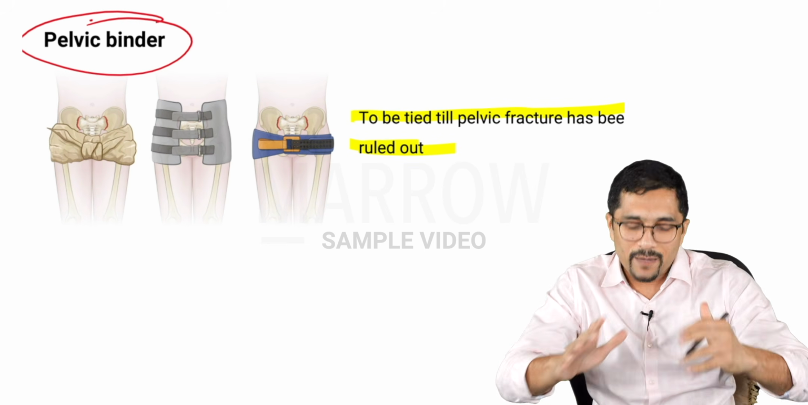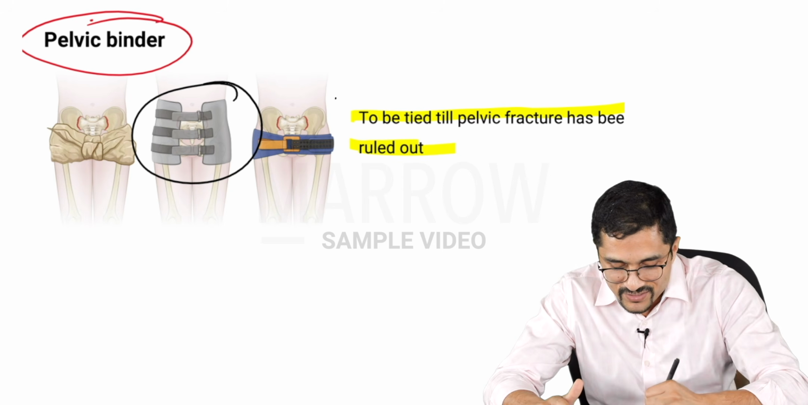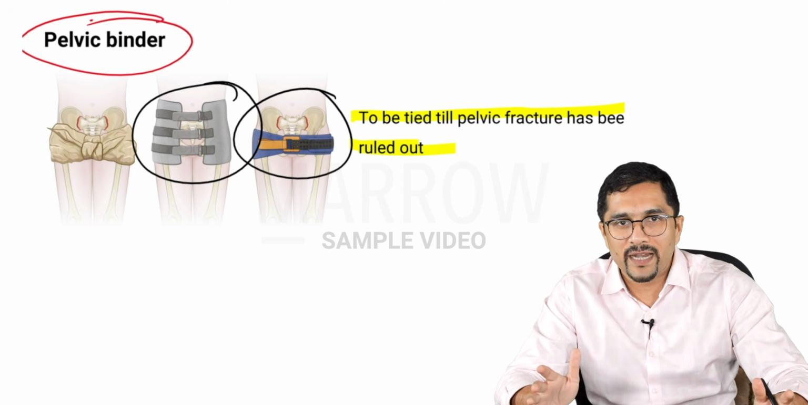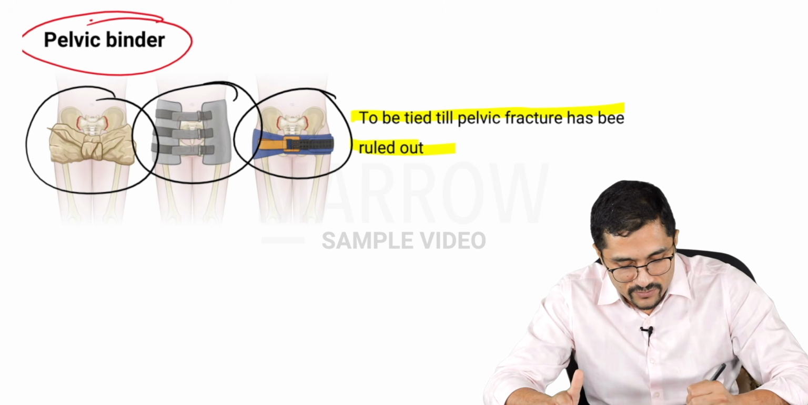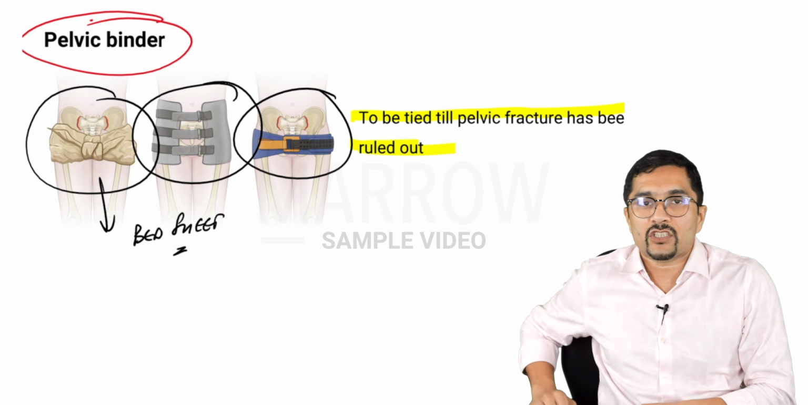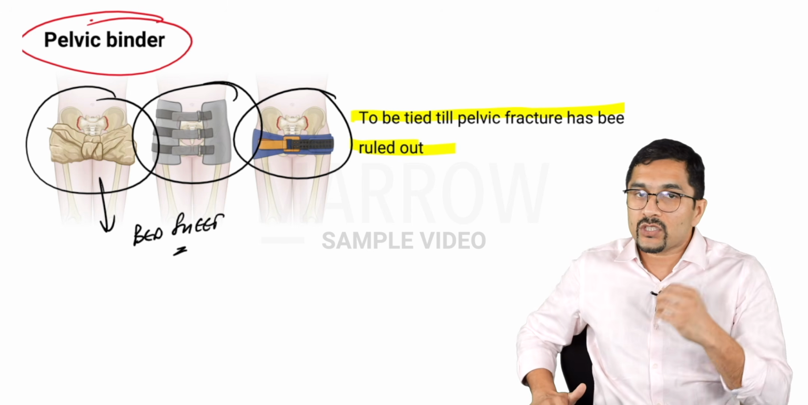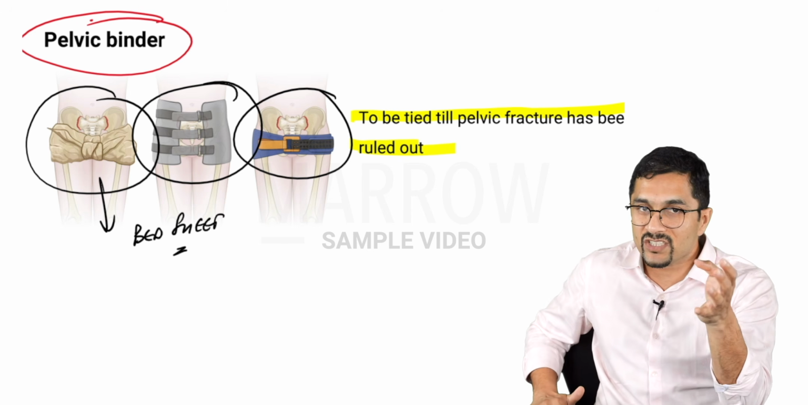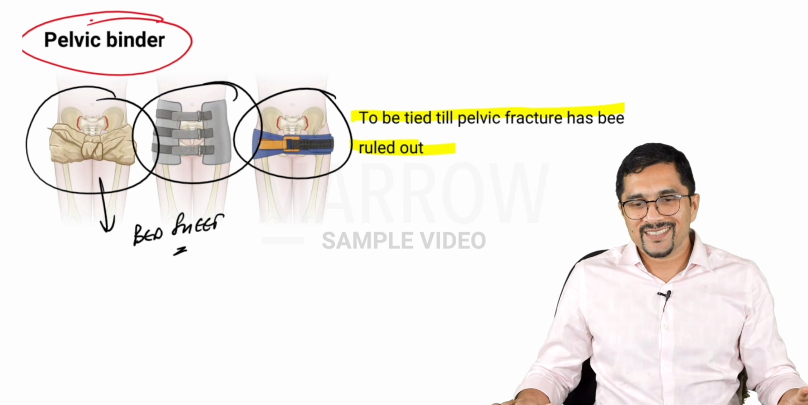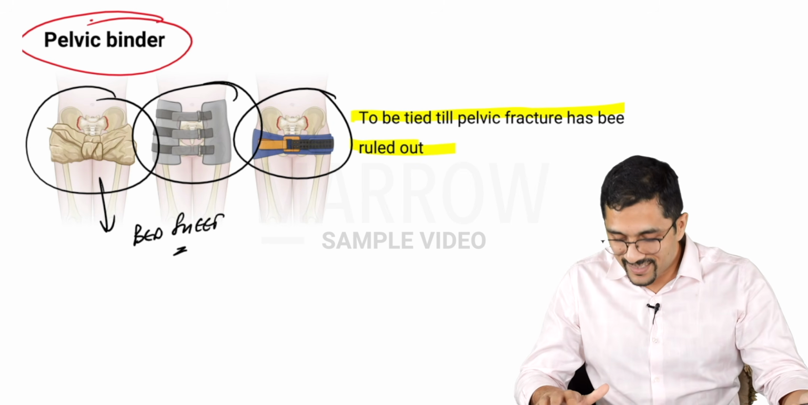Now this binder can be a proper binder which you get, or if you're roadside and you don't have a binder, you can even use a bed sheet. And that is what they asked in the INICET exam: what is the first intervention if you encounter a patient with a suspected pelvic fracture? The answer was tie a bed sheet around the pelvis. Okay, so that is the correct answer.